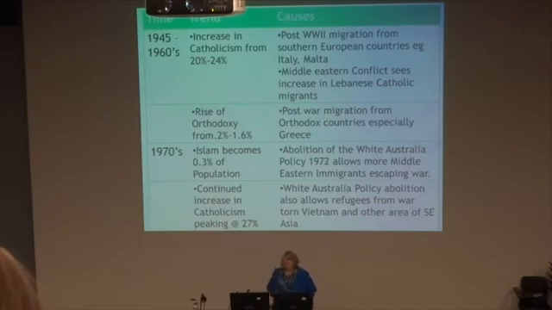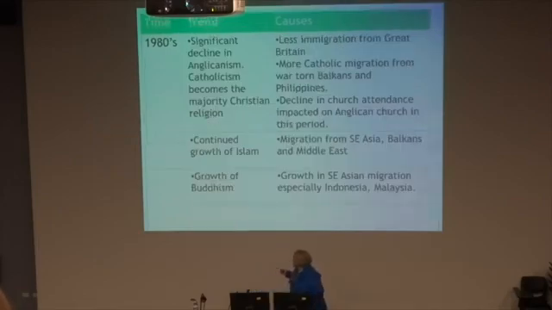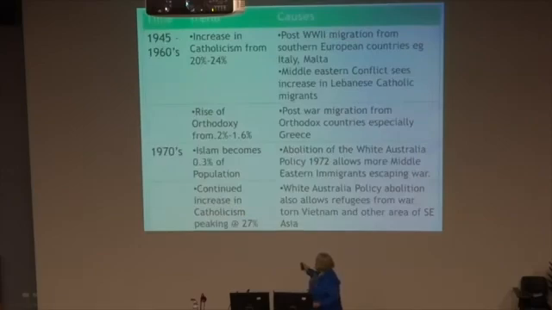We also had Catholicism in the 70s at its peak, fuelled largely by continued immigration from Lebanon, but also a large number of Vietnamese refugees arriving as a result of the Vietnam War. And many of the Vietnamese refugees that came to Australia were Catholic. Some not, some Buddhist, but many were Catholic. So Catholicism peaks at 27%. You can see here, I've added the numbers.